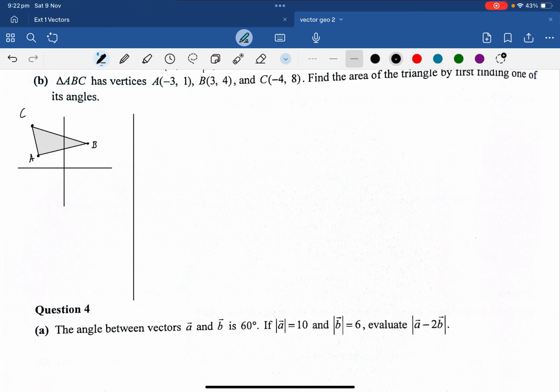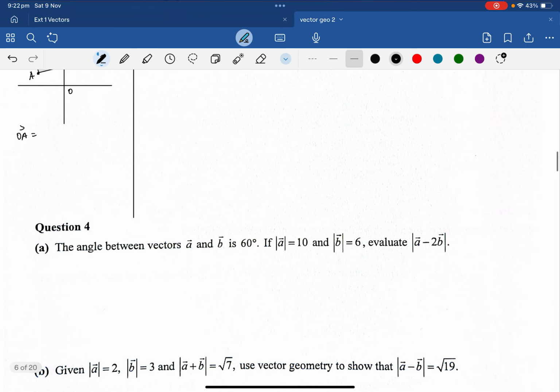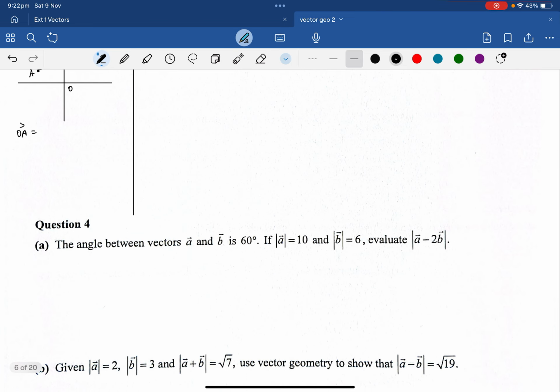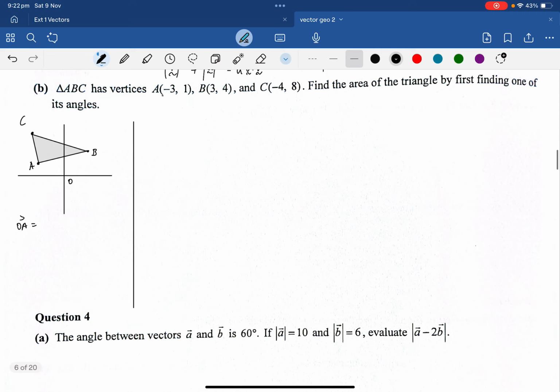What they want us to figure out is that vector A is this. So what's the vector OA? From the origin, assuming this is the origin, I need to clean my iPad. OA will then become -3, 1. This is setting out the basics. Then OB is equal to 3, 4, and OC is equal to -4, 8.